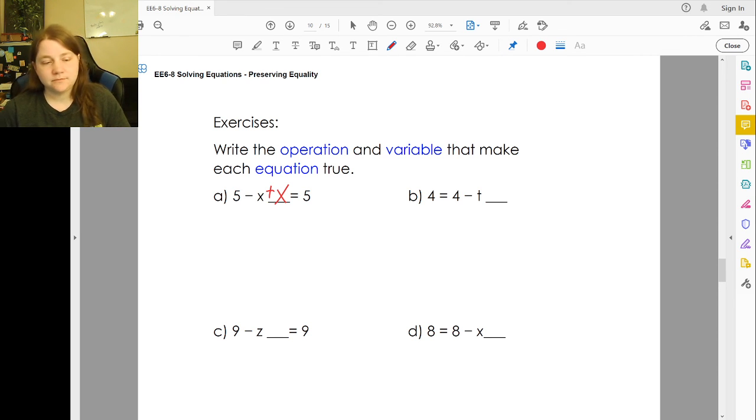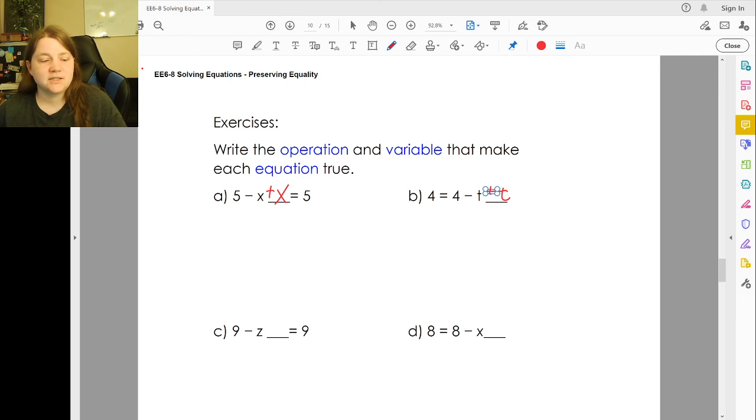Welcome back. Letter B says 4 equals 4 minus t, and then we have to do something to this problem to get back to just the number 4. Well, we took t away. We don't know how much t is, but we know that we took it away. So to fix it, we're going to put t back into the problem. We're going to add t back in.